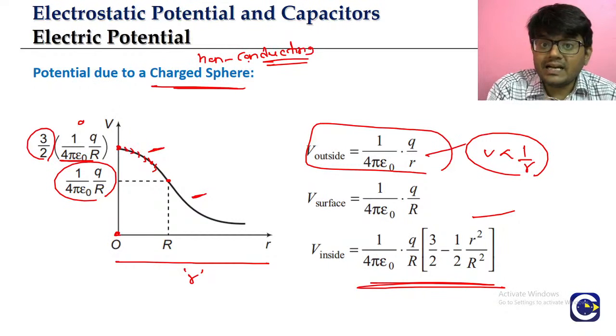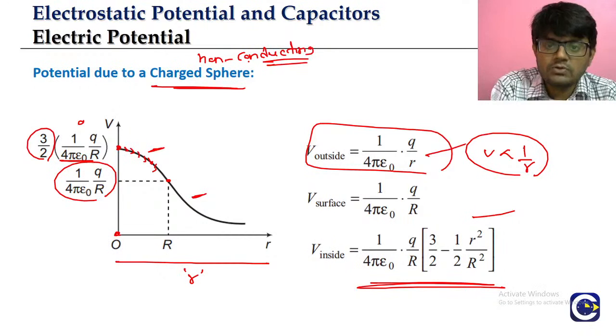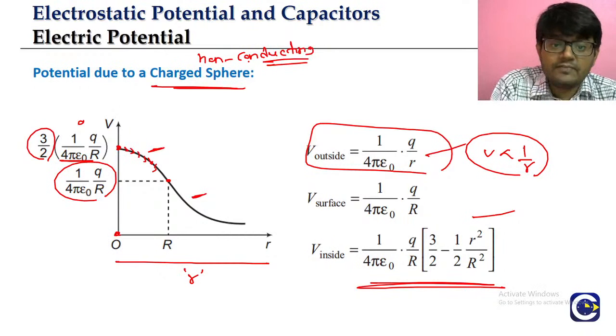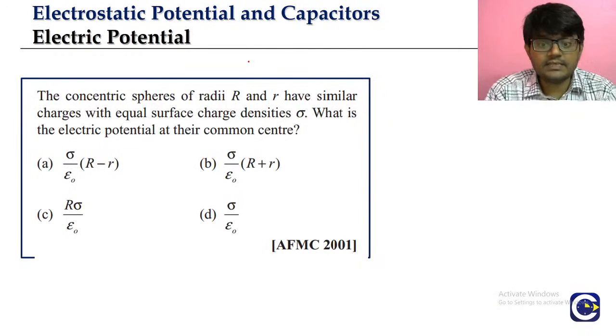The charged conducting sphere will be similar, right? There will be no difference between that and this. Then we have the charged non-conducting sphere. That will be different. In this, we have to look at what the potential graph is and what the field graph is. These are the kind of questions.